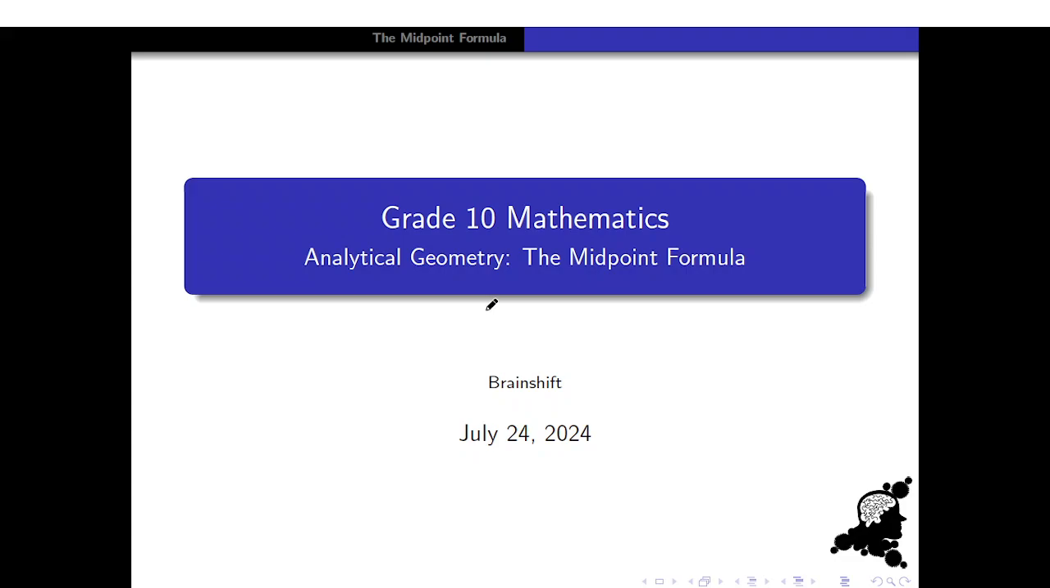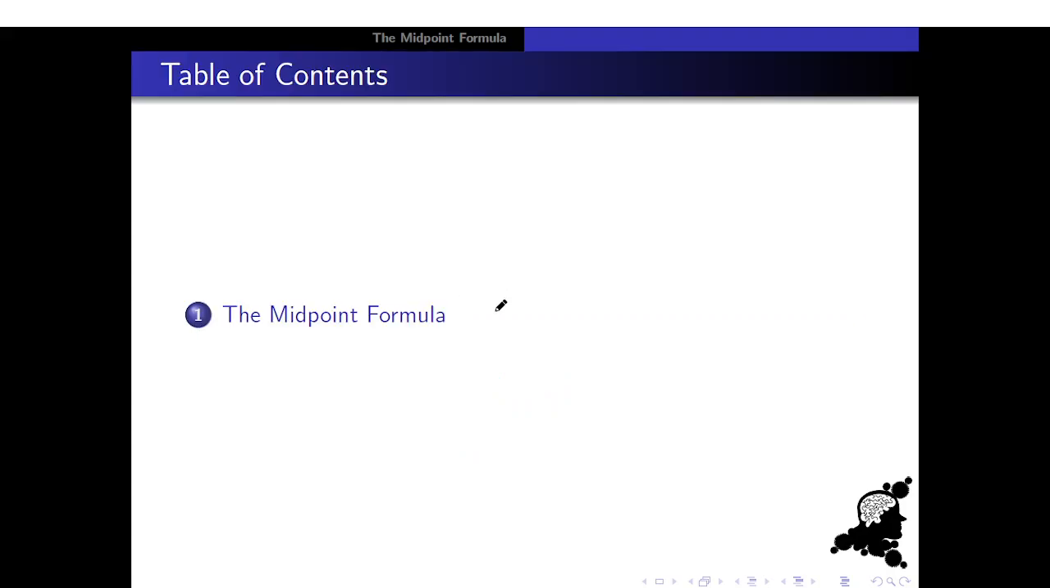So if you haven't checked out the video, I would highly suggest that you please go check out the video before you come back to this one, just so that you have a bit of an idea as to what exactly the distance formula is before moving on to the midpoint formula. So as previously mentioned, in today's video, we'll be looking at the midpoint formula. So without any further ado, let's get straight into it.